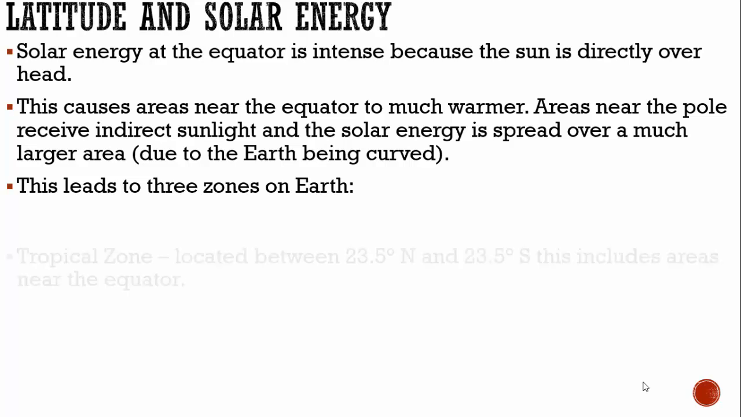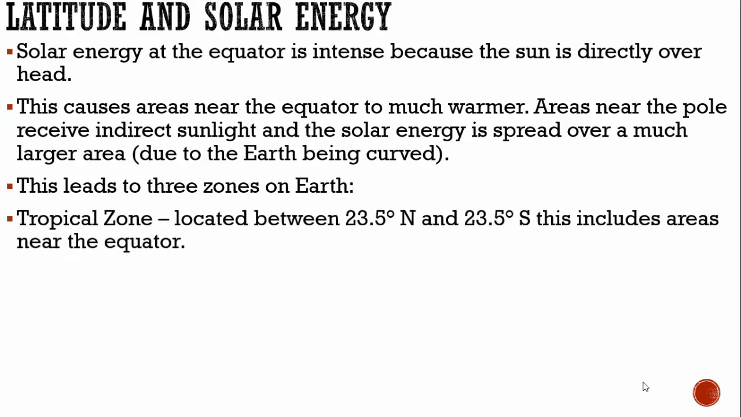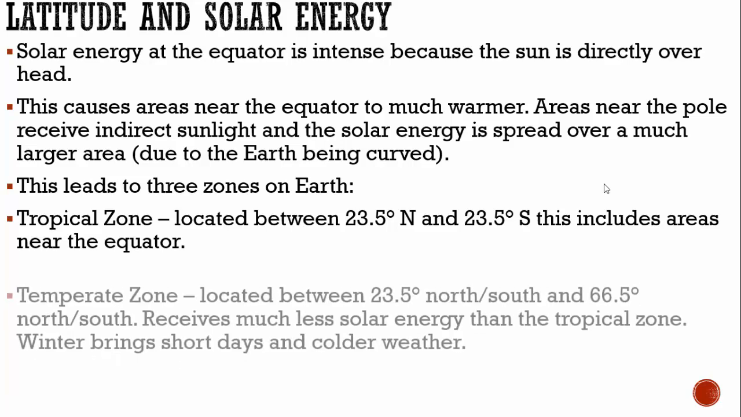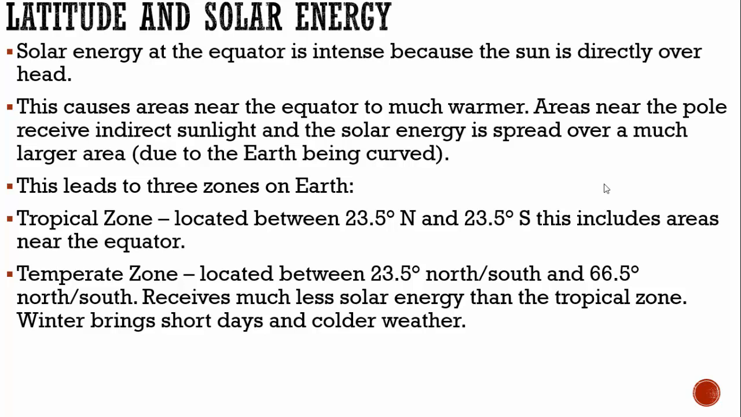This leads to 3 zones on Earth. The tropical zone, which is located between 23.5 degrees north and 23.5 degrees south of the equator. So when we see this 23.5 degrees north and 23.5 degrees south, we're talking about in reference to the equator. And this includes areas near the equator. We have what's called the temperate zone, which is located between 23.5 degrees north and south and 66.5 degrees north and south, moving away from the equator. And this receives much less solar energy than the tropical zone.